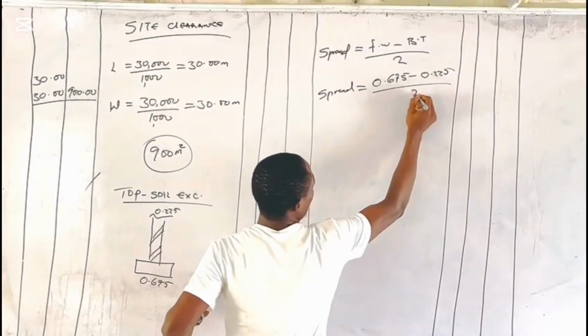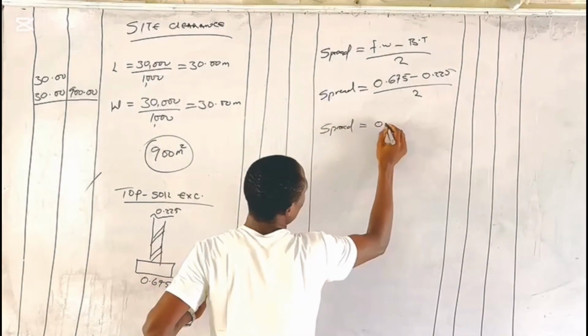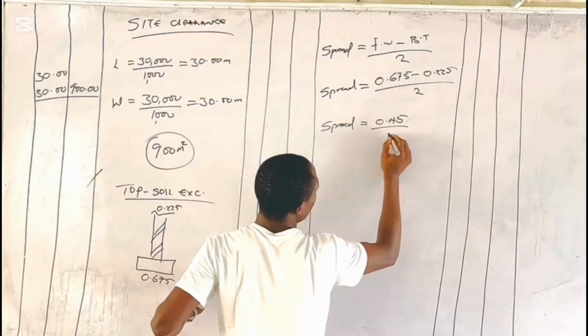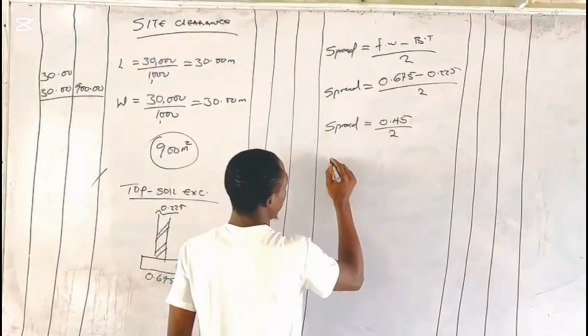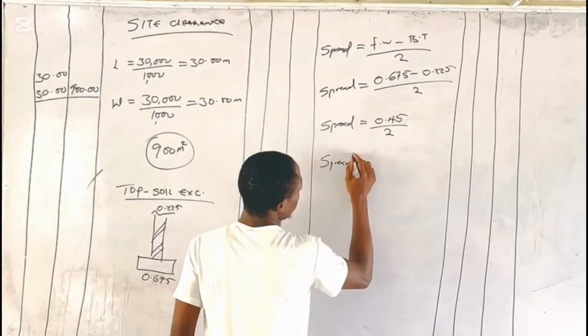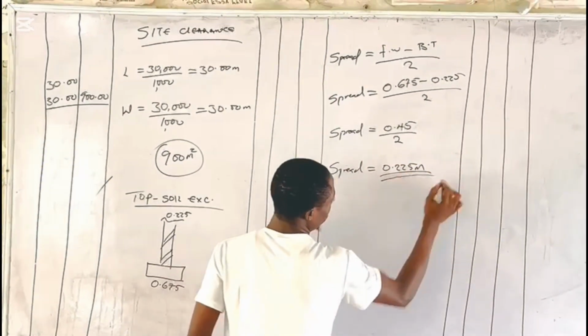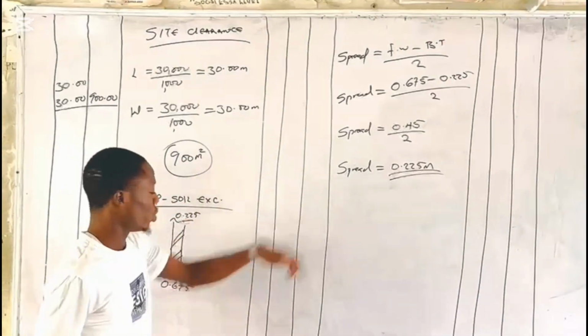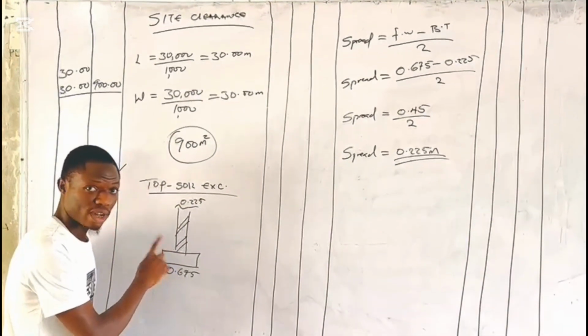Then you divide it by 2. That gives you your spread is equal to 0.45 divided by 2. By the time you do this subtraction, you'll have 0.45. Now you have your spread is equal to 0.225 meter. Now, this tells us that the value we are having here is 0.225 as our spread.